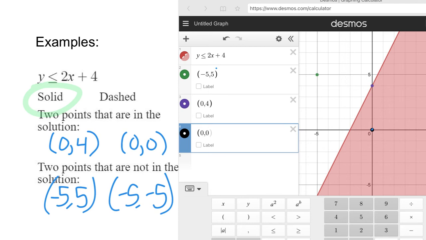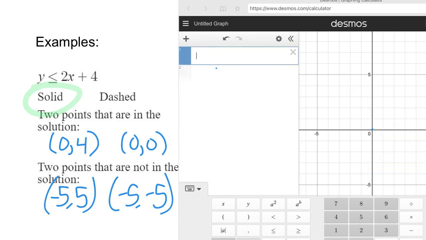It's a good idea to do that, especially if you know that you have a tendency to accidentally graph things backwards sometimes. Lots of us do that, so don't feel bad if it's you. Just recognize it and learn from it and do better.